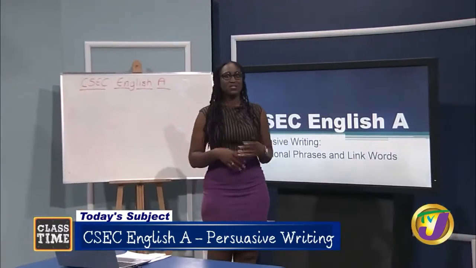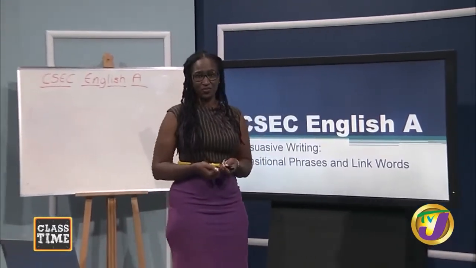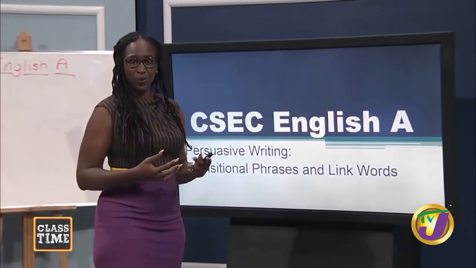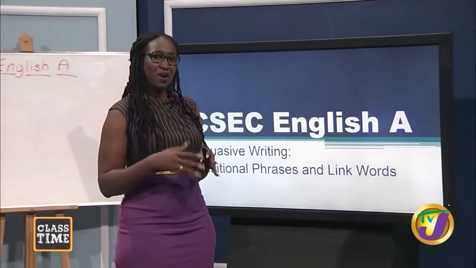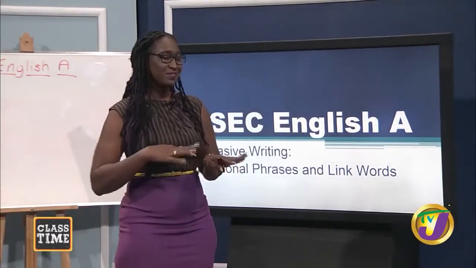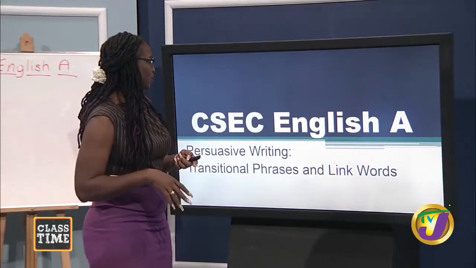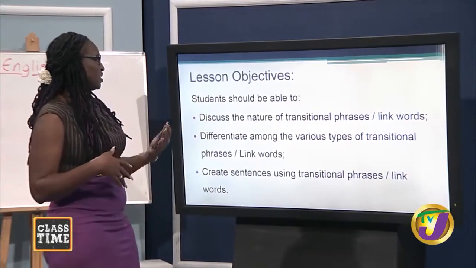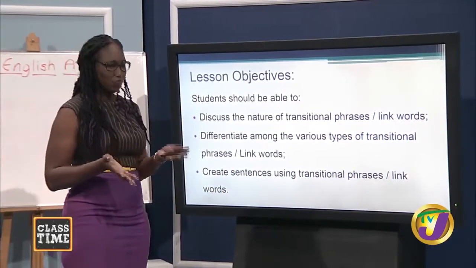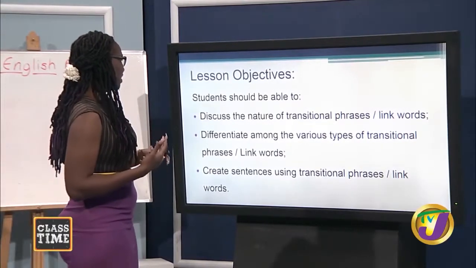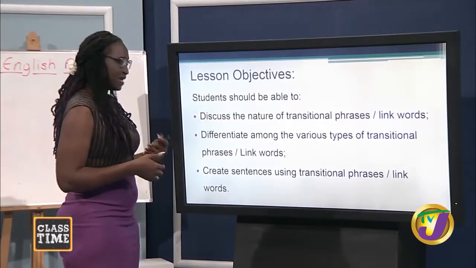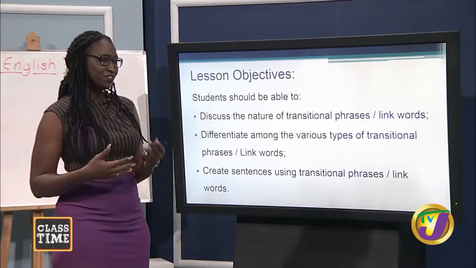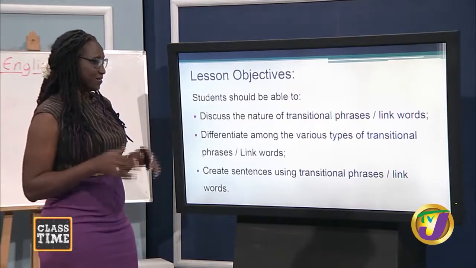So we are basically continuing what we have been doing regarding persuasive writing. And today our focus is on transitional phrases and link words. You need these to move your argument from one point to another seamlessly. So here are our learning objectives. You should be able to discuss the nature of transitional phrases and link words, of course. You should also be able to differentiate among the various types of transitional phrases and link words. And you should be able to create sentences using transitional phrases and link words. So let's get into it.